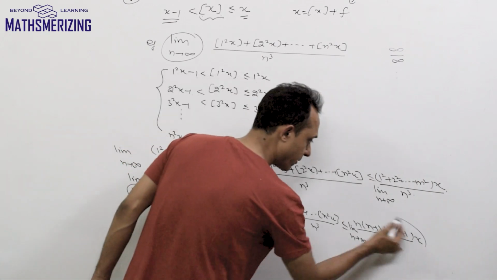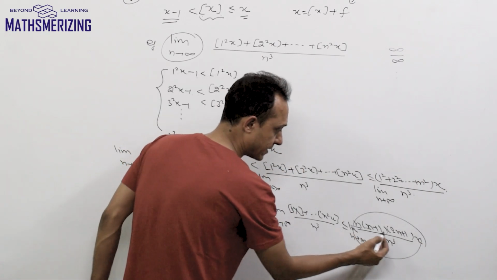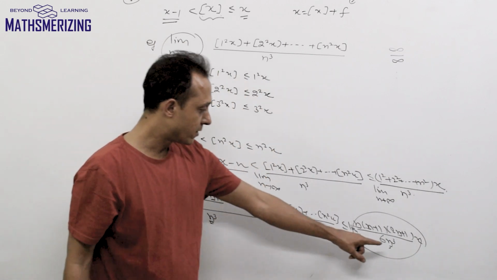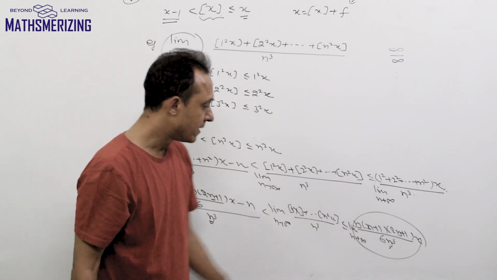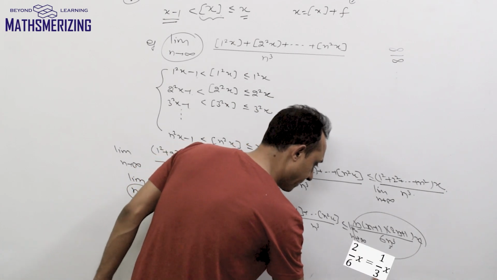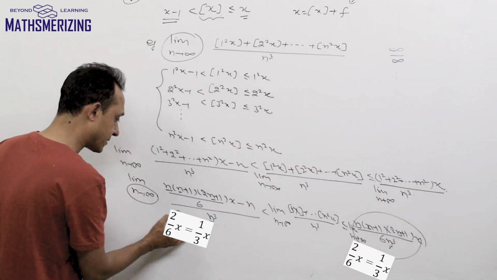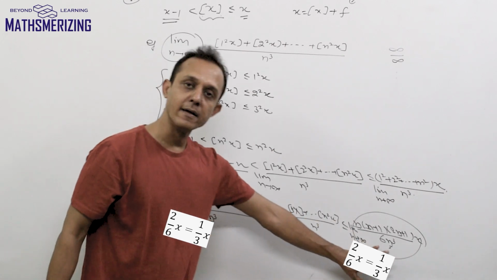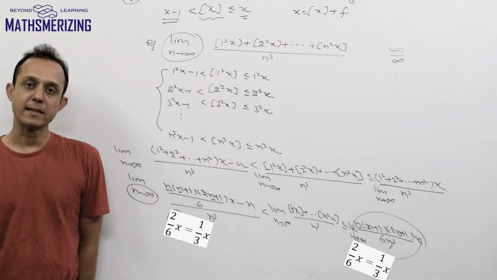And in this case also, it is a polynomial of degree 3 in the numerator, and here also the degree of n in the denominator is 3. So again in this case, it will be 2 by 6, which is 1 by 3 x. Both these limits, on the left hand side and also on the right hand side, have the value 1 by 3 x.